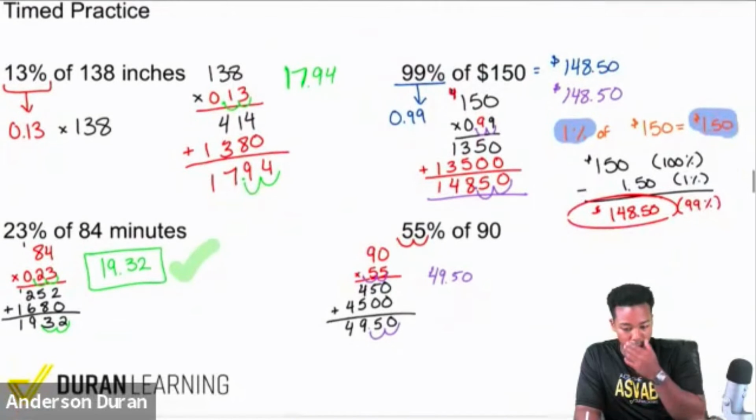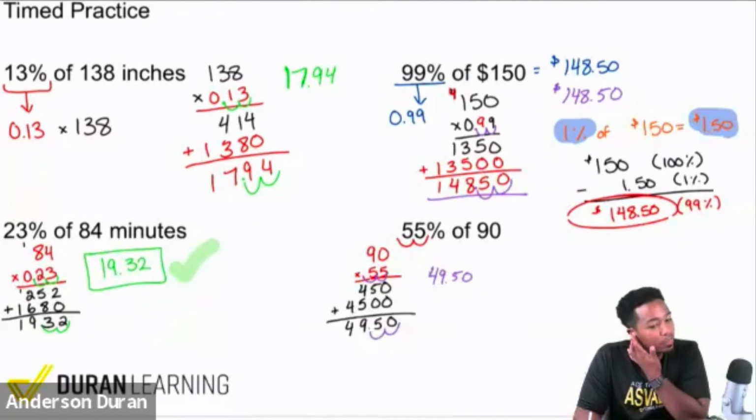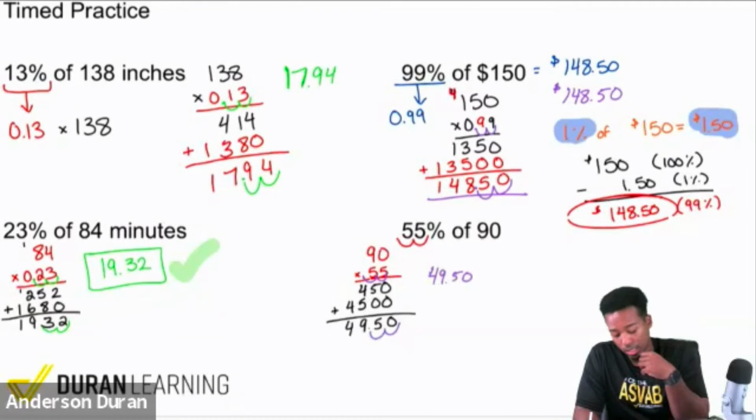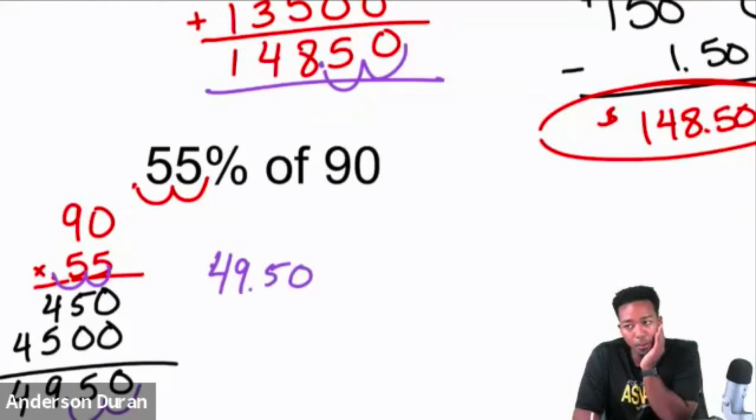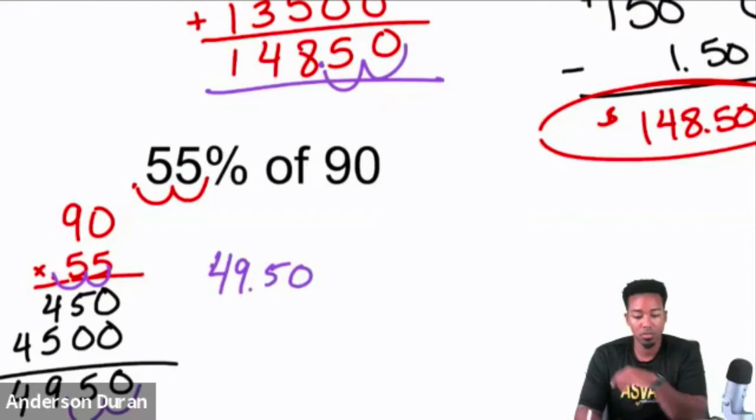So I'll let you see that real quick. But I'm going to show you a nice convenient way to do the 55% of 90 pretty quickly. So everybody, 50% is the same as dividing by what? Same as dividing by 2. Exactly. Everybody, what is half of 90? Right on.